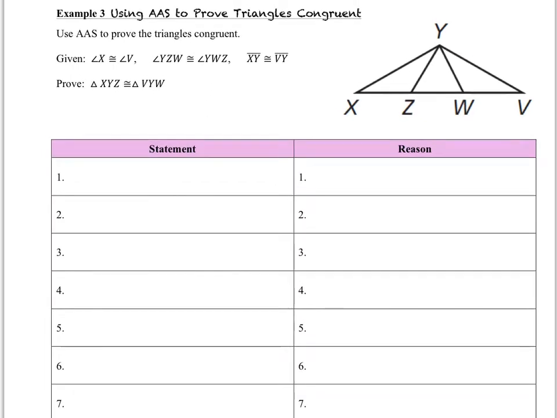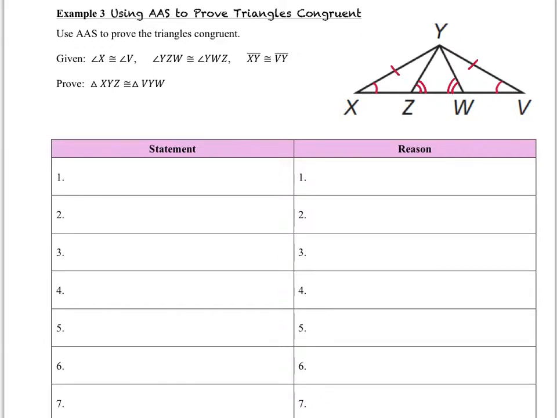Okay, so we have a diagram, and we're going to start out by writing in all the information that's being given to us in the given statement. So it starts out by saying angle X is congruent to angle V. So we're going to put in our arc marks indicating that. Then we have angle YZW is congruent to angle YWZ. The last piece of information that we're given says that segment XY is congruent to segment VY.